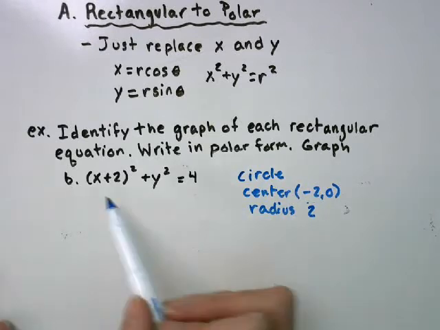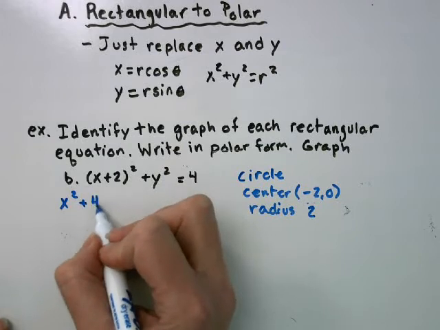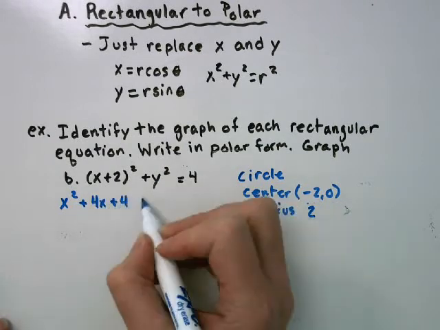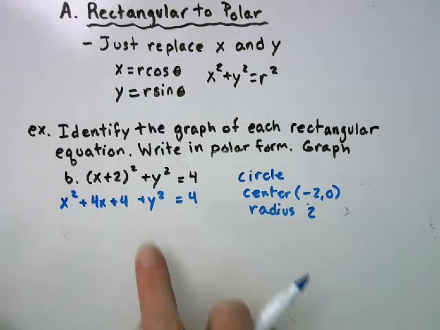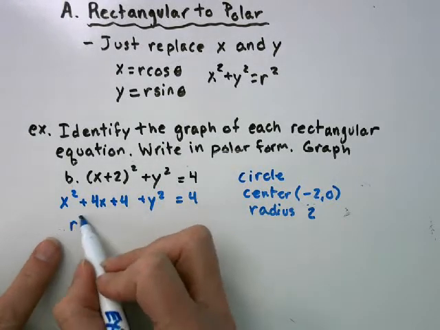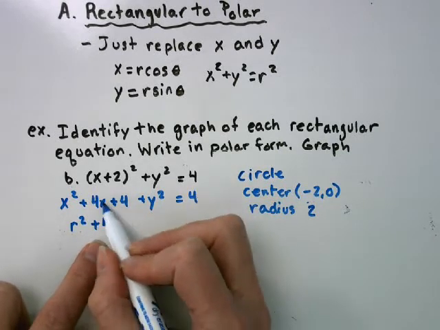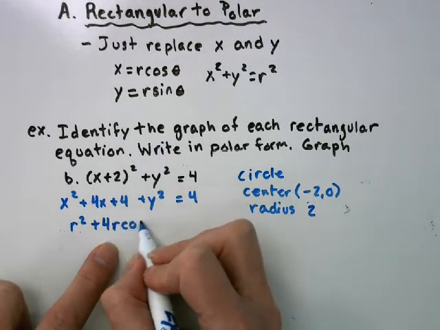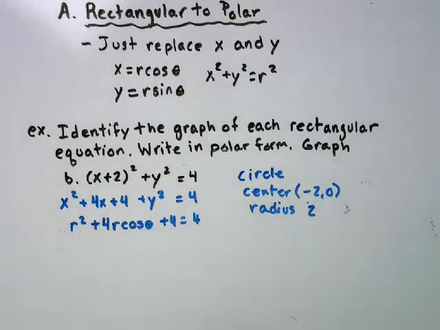All right, so before I convert it, I'm going to FOIL this. So we're going to have x squared plus 4x plus 4 plus y squared. Okay, then convert. So the x squared plus the y squared, I can replace with r squared. Then I have this 4x is going to be replaced with r cosine theta. Okay, plus the 4 equals 4. We're going to solve for r here.